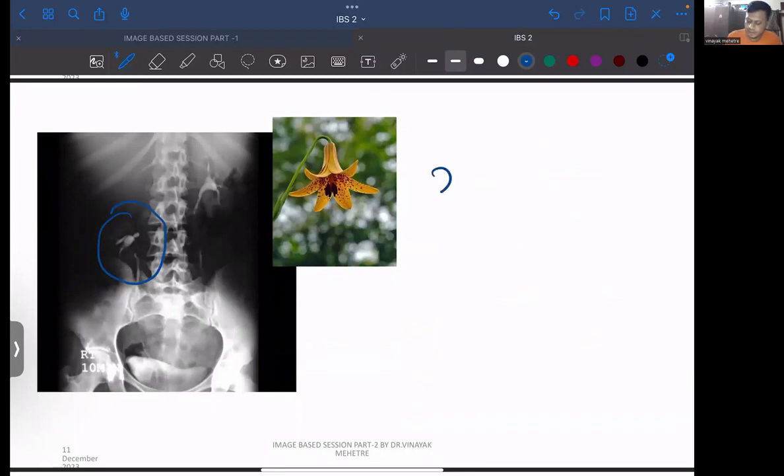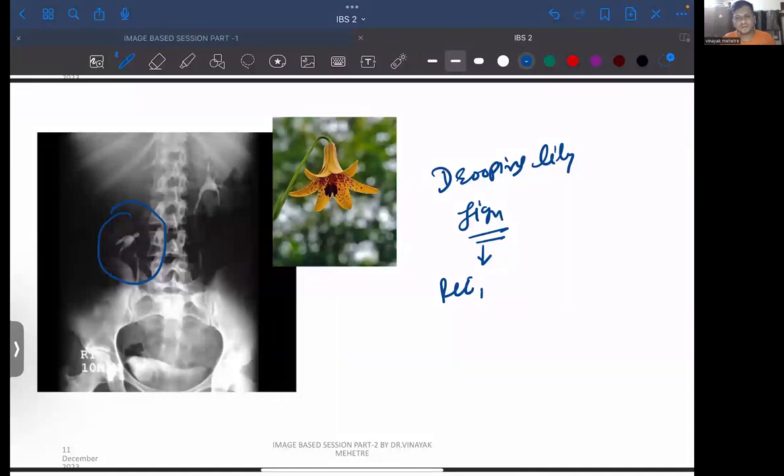इसी को बोलते हैं ड्रूपिंग लिली साइन. ड्रूपिंग लिली साइन. It is seen in renal cell carcinoma. Yes, renal cell carcinoma. और कहाँ मिलेगा? Yes, Gravids tumor.